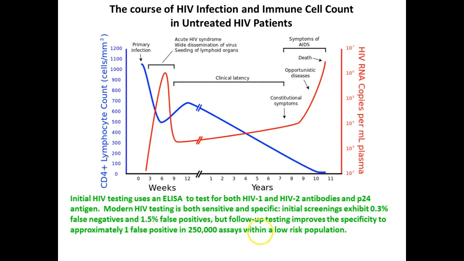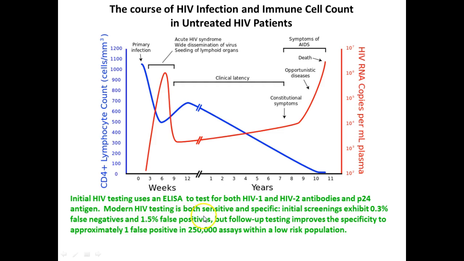So initial HIV testing uses an ELISA test for both types. There's actually 2 different types of the virus, type 1 and type 2. And so whether you're producing antibodies and whether you're producing this particular antigen.